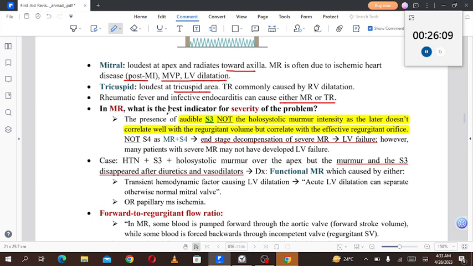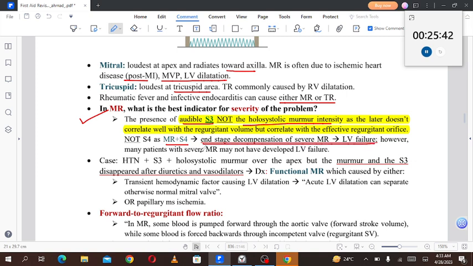In mitral regurgitation, what is the best indicator of severity of the problem? The presence of an audible S3. The best indicator of the severity is the presence of an audible S3, not the holosystolic murmur intensity, as the latter does not correlate well with the regurgitant volume but correlates with the effective regurgitant orifice. Note S4: mitral regurgitation plus S4 is end-stage decompensation of the severe mitral regurgitation or left ventricular failure.